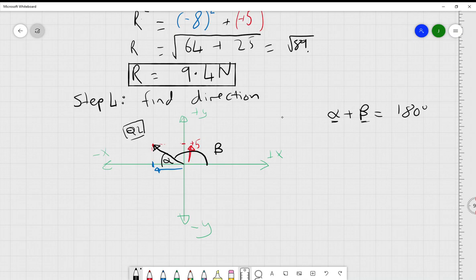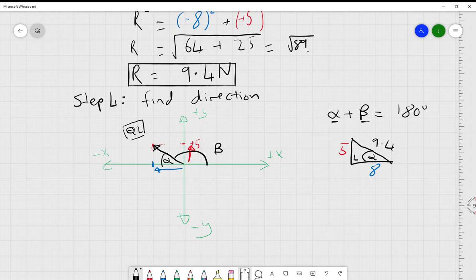So if we pull this resultant out here, so let's say this is our resultant that we know is 9.4. Right, we know already its y component, which is 5, and its x component, which is 8. So we know that this force vector here is 8 in the x, this is 5 in the y, and our resultant is 9.4. So we know it's a right angle triangle, and we're looking for alpha.